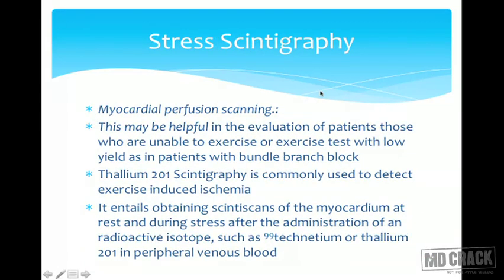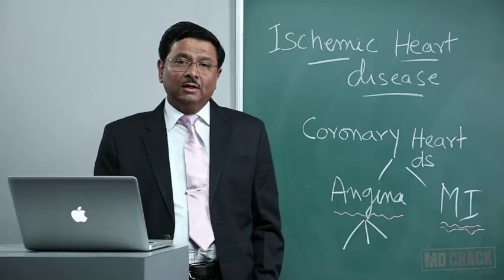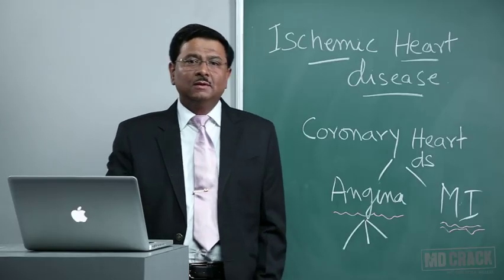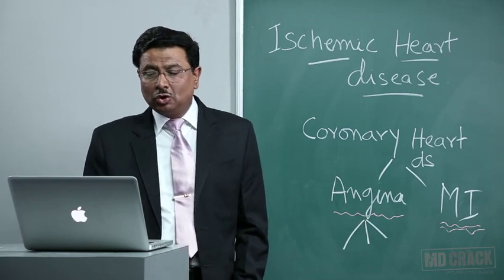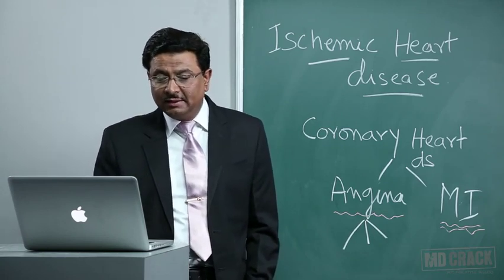Then we can also go for stress scintigraphy, in which we do myocardial perfusion scanning. This may be helpful in the evaluation of patients who are unable to exercise, or where the exercise test has low yield, as in patients with bundle branch block or women. Thallium-201 scintigraphy is commonly used to detect exercise-induced ischemia. A very commonly asked question in the MCQs.